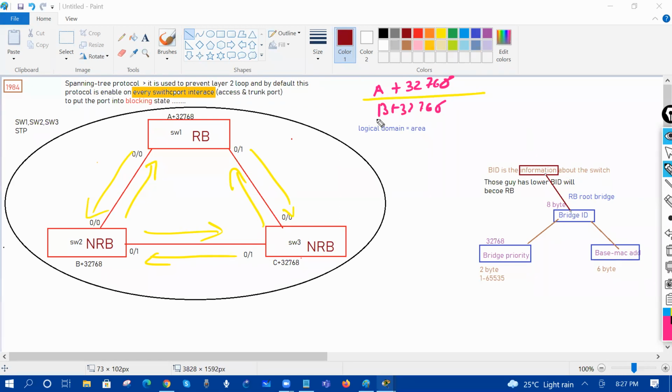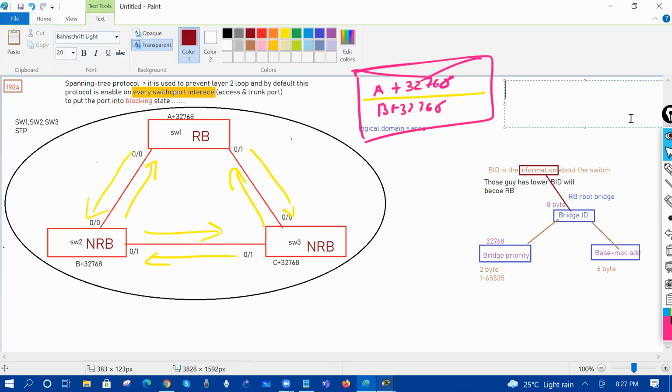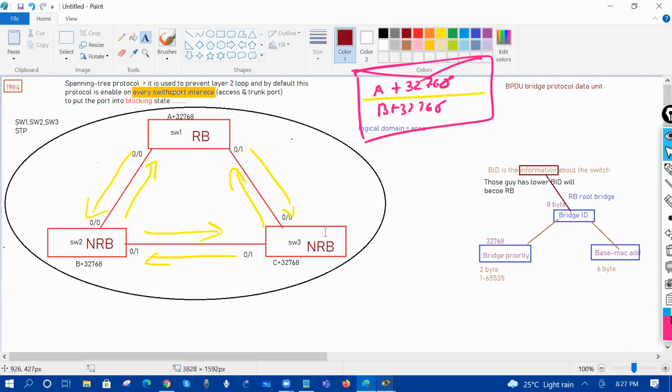Same thing. Who will carry this information? I need some packet that will carry this information, and that packet is called a BPDU. Bridge Protocol Data Unit. You can call it a packet or a protocol, and data means I'm going to put some information. What information?